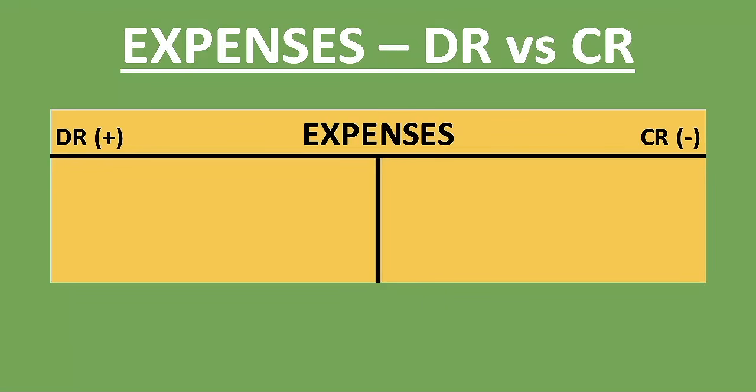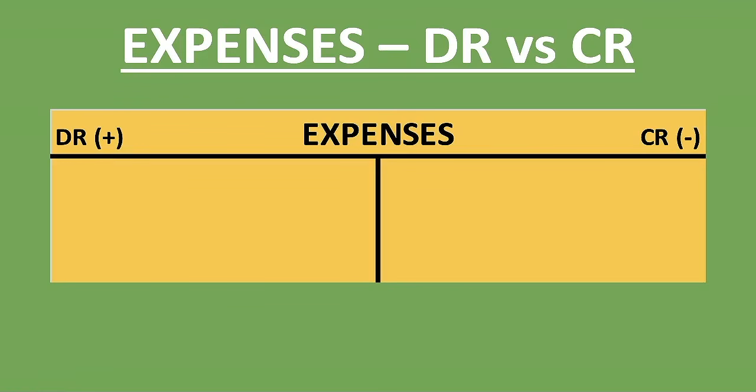And this is how it's accounted for. Expenses increase on the debit side, and as you can see, the debit side is a plus, and decreases on the credit side. So whenever you have an expense, let's say rent expense for instance, and you're doing a general ledger for rent expense, you will put the increase in rent expenses on the debit side, and that is what we are alluding to earlier on.